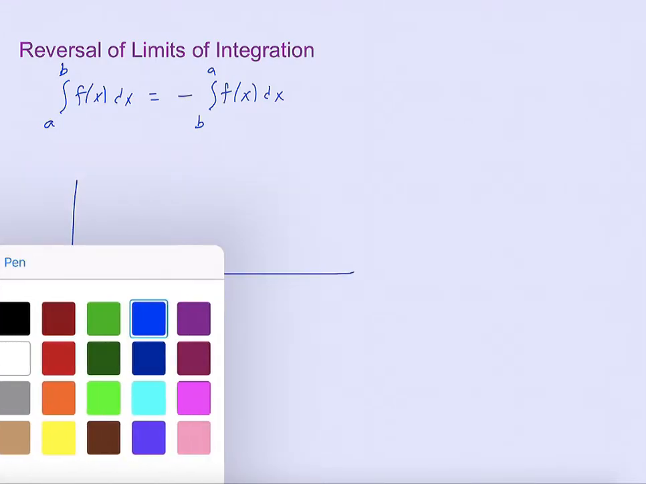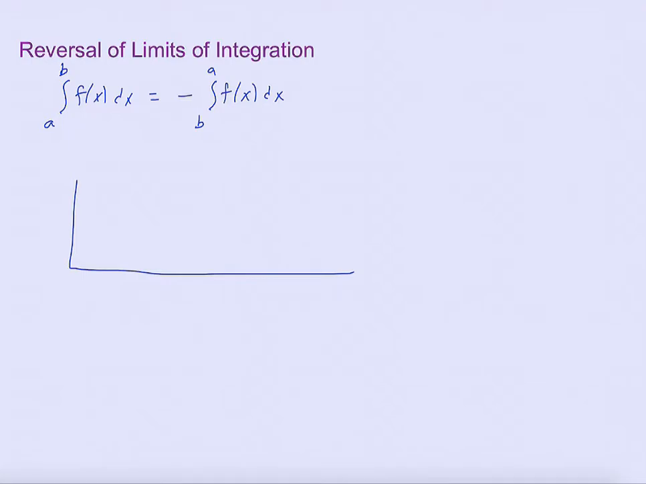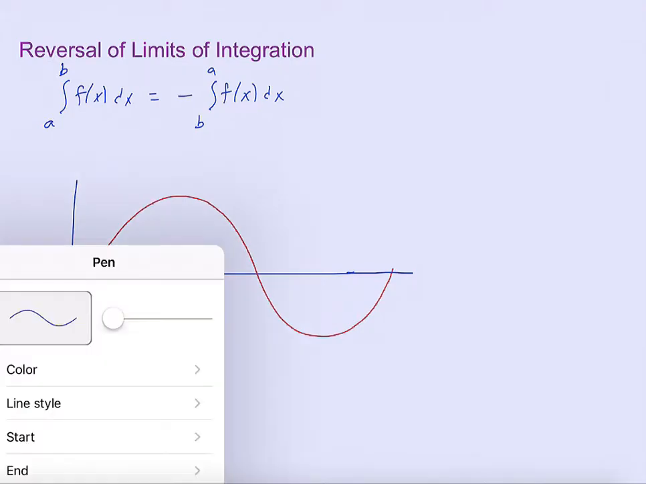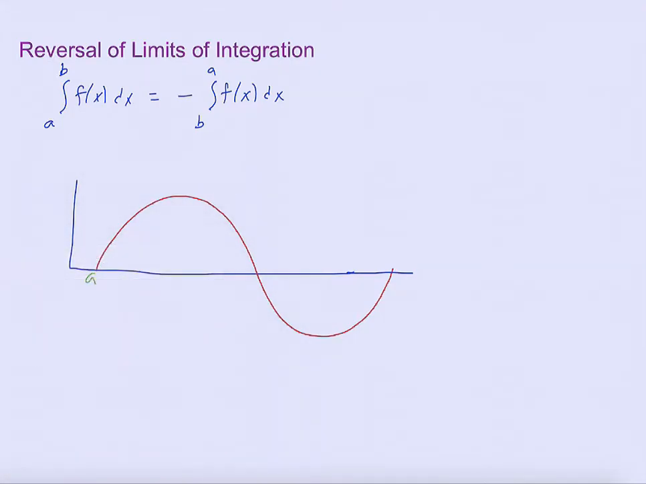So a regular definite integral from a to b of f of x dx is the opposite of the definite integral from b to a of f of x dx. And if we look at an example of this, it does seem a little bit weird to even talk about the definite integral from b to a. So I'm going to label these points a, b, and we'll do this one c also.